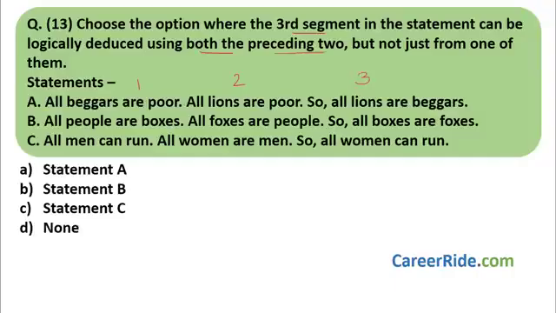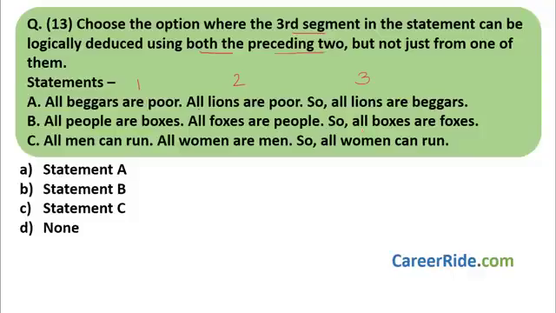They are saying that the third segment should be logically deduced using the first two. You have to choose the option where the third statement is a logical conclusion of these two sentences. It should not happen that because of one sentence you directly get the conclusion. Using both sentences you should logically get this third segment as the conclusion. So which of A, B or C is possible?